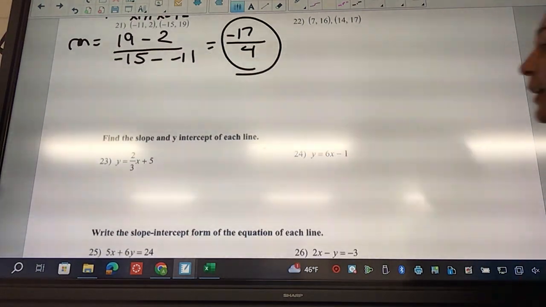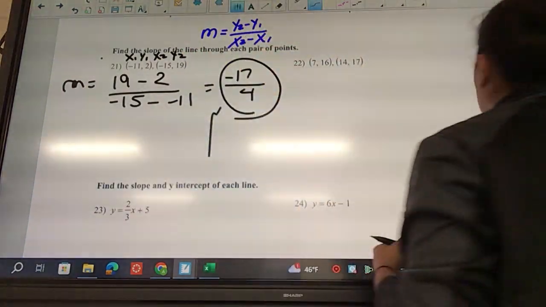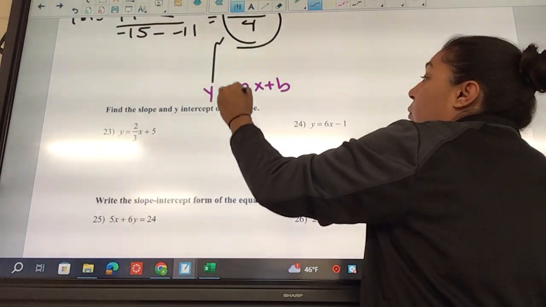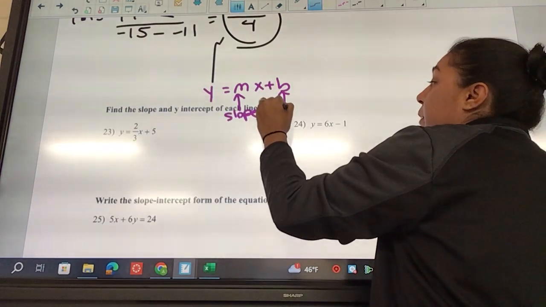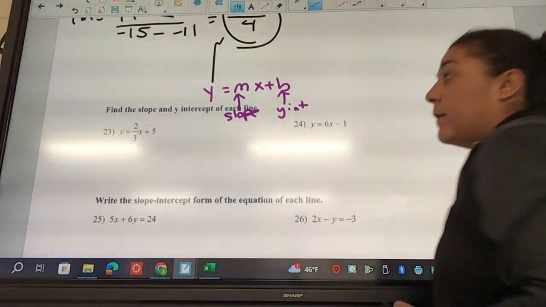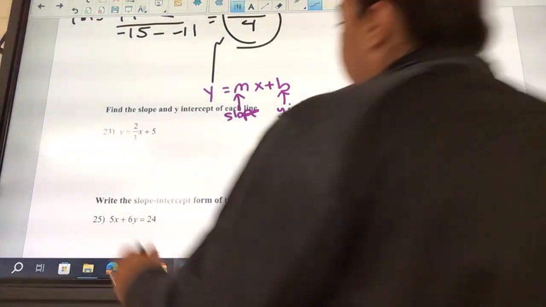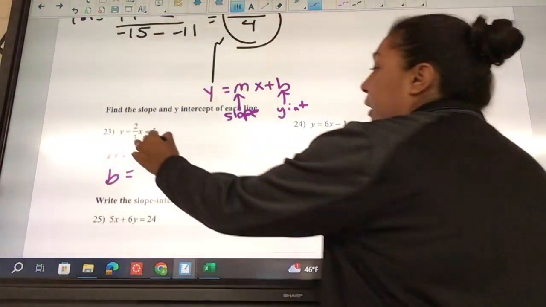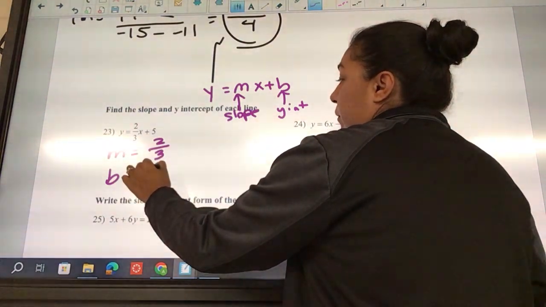Okay, the next one, I want you to find the slope and the y-intercept. That looks like this: y equals mx plus b. Whatever is here is going to be our slope. Whatever is here is going to be our y-intercept. So m equals, what is my m? 2/3, good. What's my b? 5.